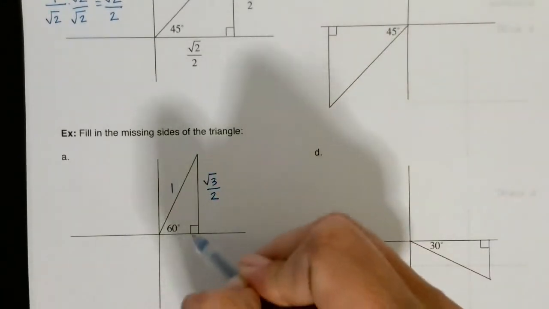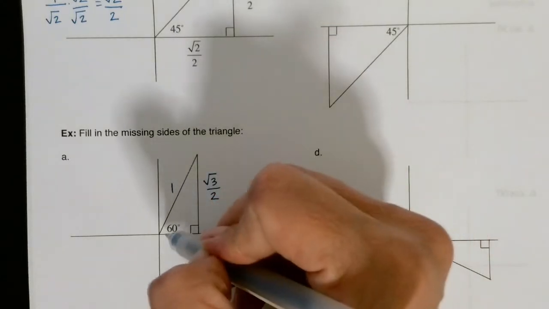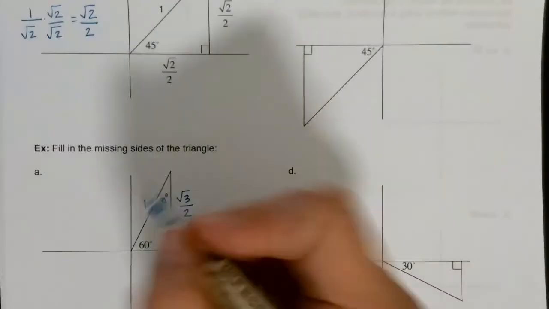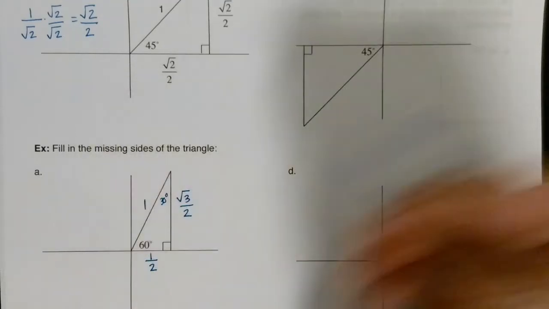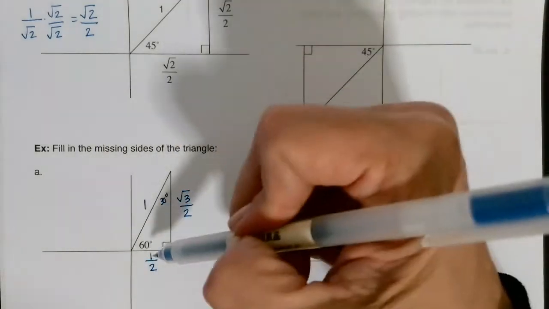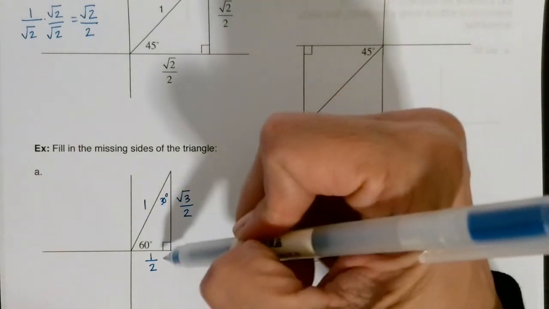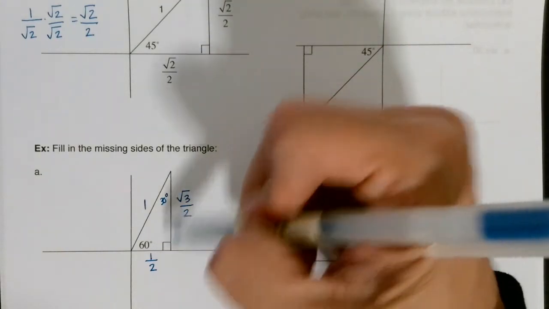We need to fill out the missing side. So if this is 60 degrees, that means that guy up there is 30 degrees. And always opposite 30 degrees is 1/2. So this is 1/2. Could you think of a way to memorize that? When we did this, we did 3 times 2 is 6. What about this? 1 plus 2 is 3.